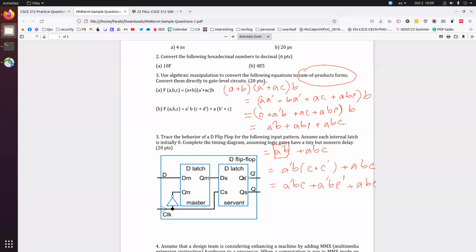But you have to convert it to sum of products form. That's why you cannot use this form. You have to use this one, where all three literals are present like this.